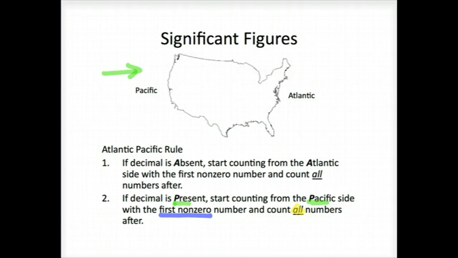So let's do another example. Let's say I have 330.50. Okay. All right, so now, according to our rules, I have a decimal present right there. So I'm going to start counting from the Pacific side, this side. First non-zero number is 3. Everything after, so that's 2, 3, 4. So this number has 4 significant digits.